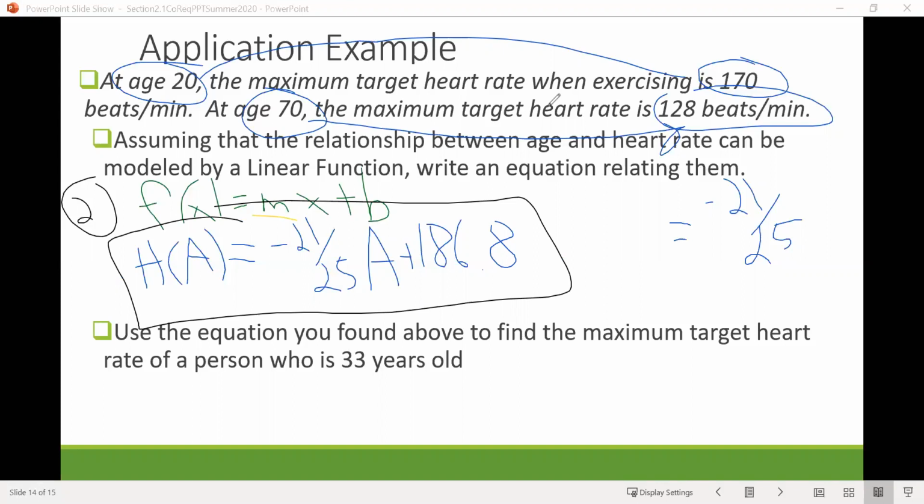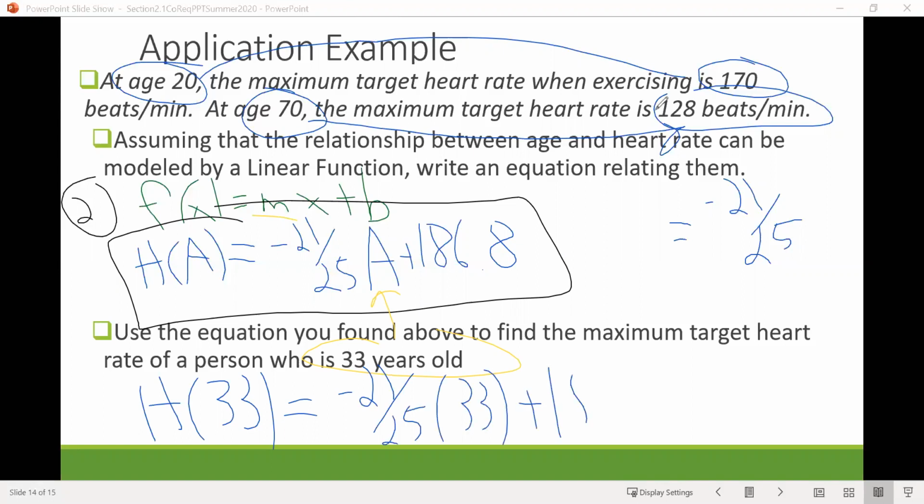Cool. And the last thing, use that equation to find the maximum target heart rate of a person who is 33 years old. Well, they've given us an age. Age goes in for a values here, so we can do h of 33, which gives us negative 21 over 25 times 33 plus 186.8. So negative 21 divided by 25 times 33 plus 186.8. And apparently I don't know how to put things in calculators because I got an error. Okay, so we get 159.08 as the maximum target heart rate. That would also be beats per minute, right? Because those are the output units.